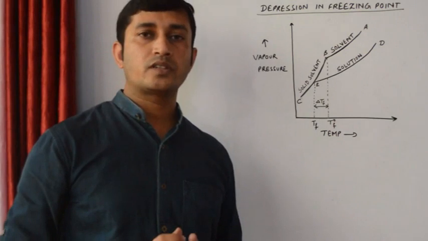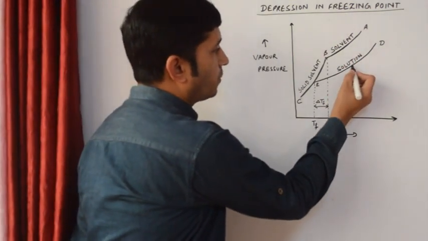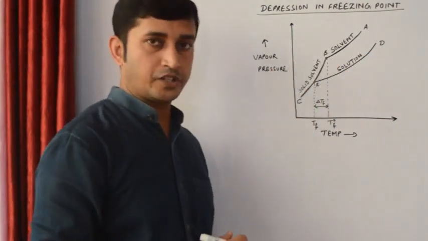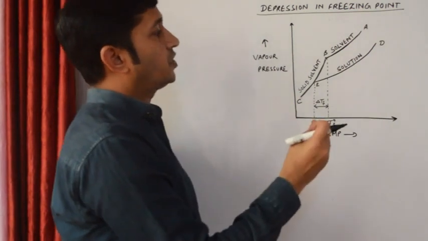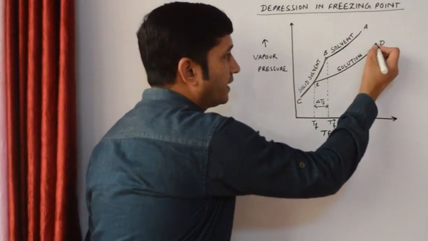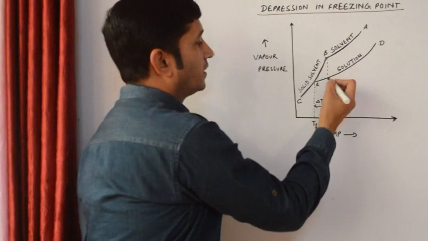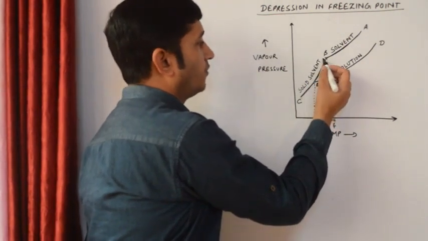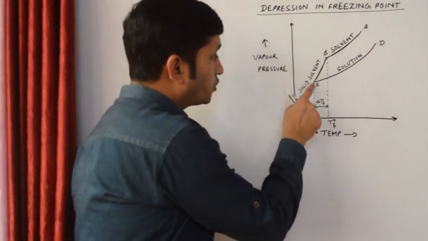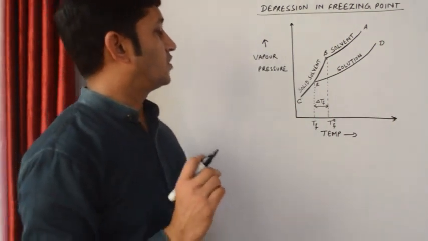Now when we talk about the vapor pressure variation for a solution, we see here that the vapor pressure curve of solution lies below the solvent as it has a lower vapor pressure. Now when the temperature of solution is lowered, its vapor pressure further decreases along DE. At point E, this vapor pressure curve meets with the vapor pressure curve of solid solvent. So temperature corresponding to point E, that is TF, is the freezing point of the solution.